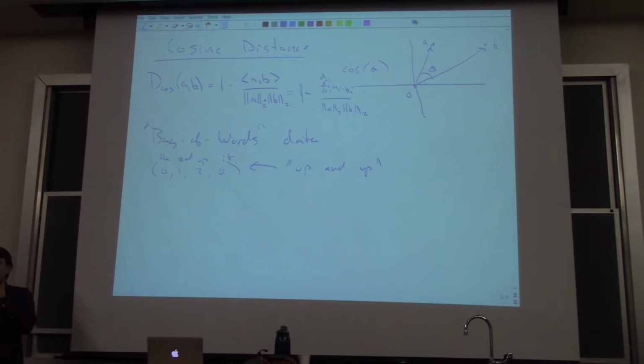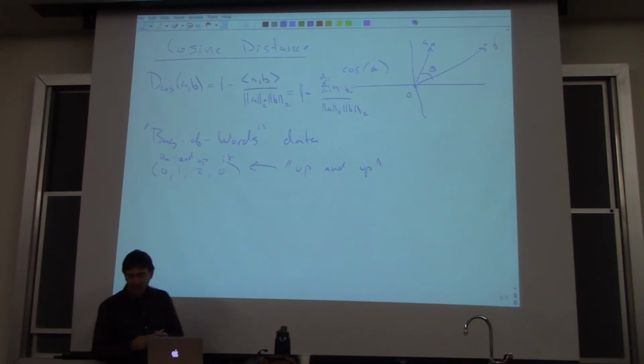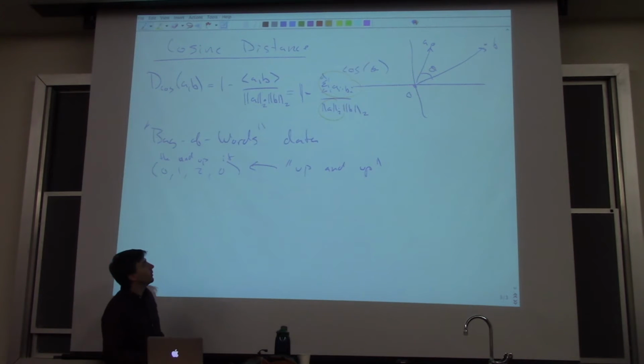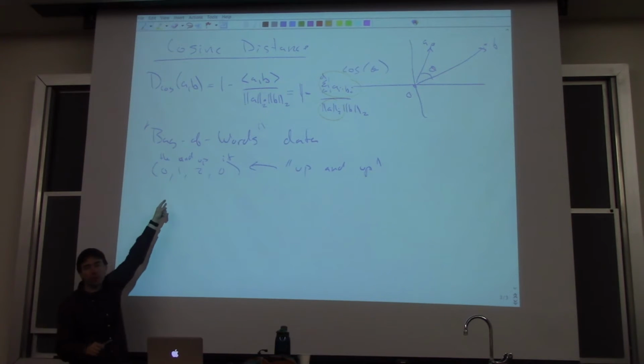Note that to compute this distance, I can do it faster than actually looking at all the zeros. I just need to look at all the non-zeros. Because when I'm taking the dot product here, or even these norms, the norm, I just add up the square of all of the coordinates that are non-zero. The zeros don't affect it.